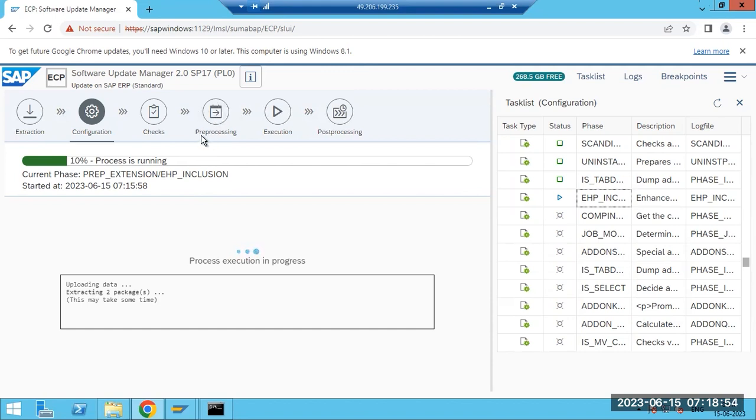It starts creating the shadow systems. In which phase will the shadow be created? In the pre-processing step, the shadow system will be created. Once the shadow is created, the shadow will be upgraded here. So shadow creation and shadow upgrades will happen in the pre-processing step. Then we go to the extraction and execution phase. The execution phase is called the downtime phase here.